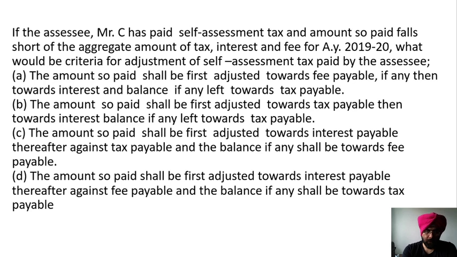Amount so paid shall be first adjusted toward the fees payable, if any, and then towards interest, and balance, if any, towards tax payable. The amount so paid shall be first adjusted towards the tax payable, then towards interest, balance, if any, towards fees payable. The amount so paid shall be first adjusted towards interest payable, thereafter against tax payable, and the balance, if any, shall be towards fees payable. The amount so paid shall be first adjusted towards the interest payable, thereafter against fees payable, and the balance, if any, shall be towards tax payable.